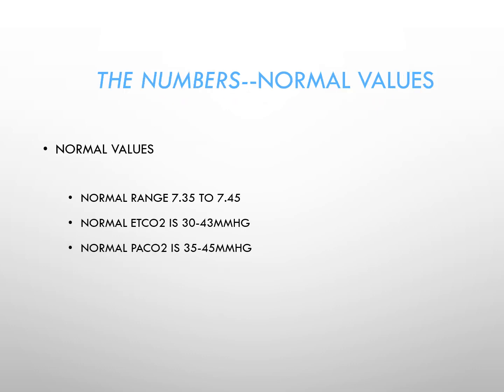So let's look at the numbers. The normal targeted numbers that we're looking for: pH, 7.35 to 7.45. But in order to maintain that pH within the targeted levels, the end-tidal CO2 would be in that 30 to 43 range. So in order to normalize the pH, with all else constant, the end-tidal CO2 would be 30 to 43, and it correlates to a PaCO2 of 35 to 45.